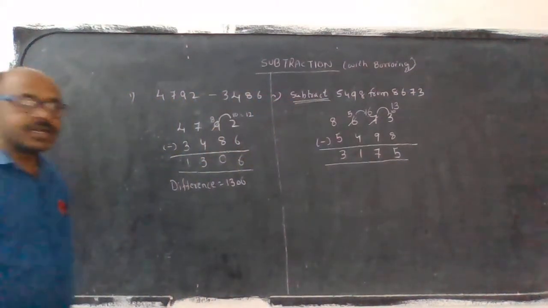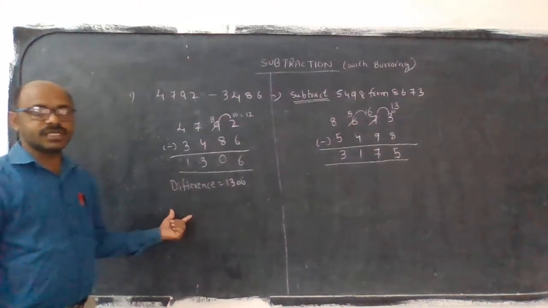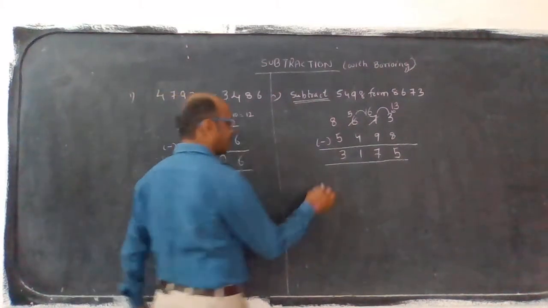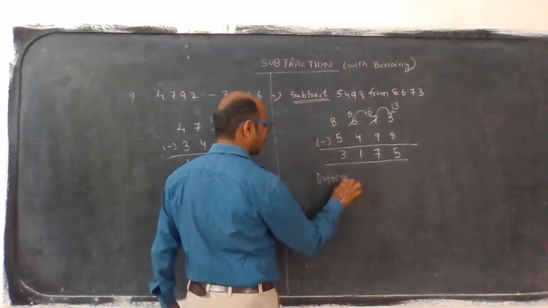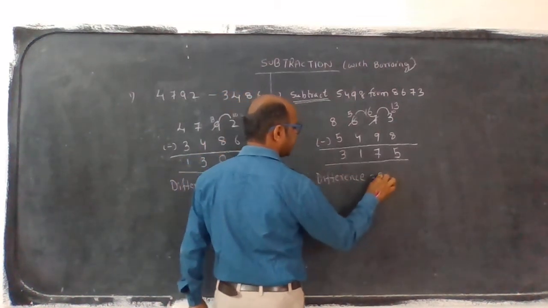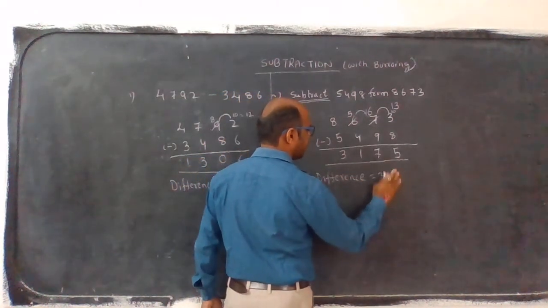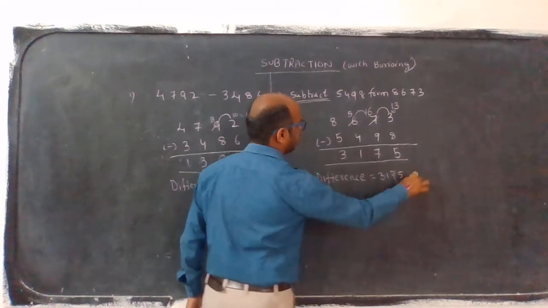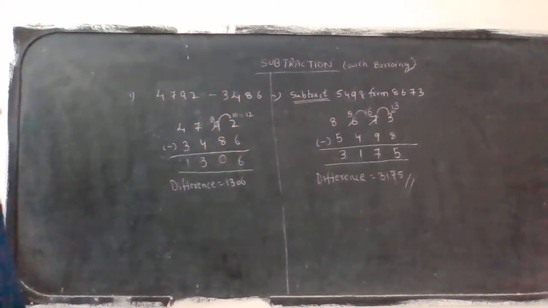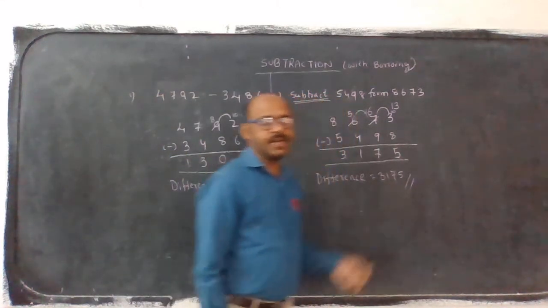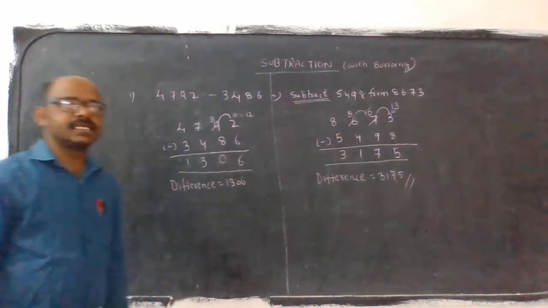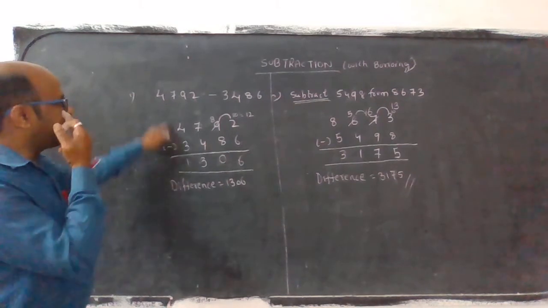Isn't it clear? Now what we have to write: for the first question I wrote, we write here subtract, difference. Difference is equal to 3175. Isn't it clear, children? So next, the pattern is the same.